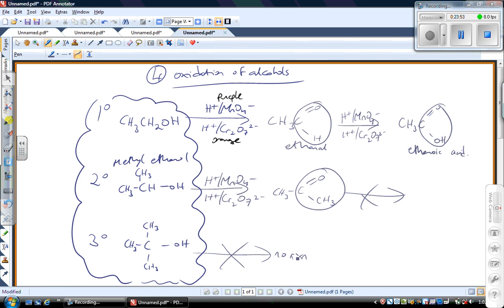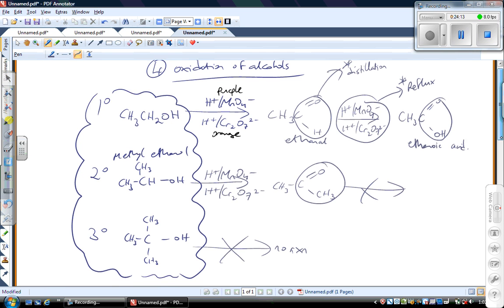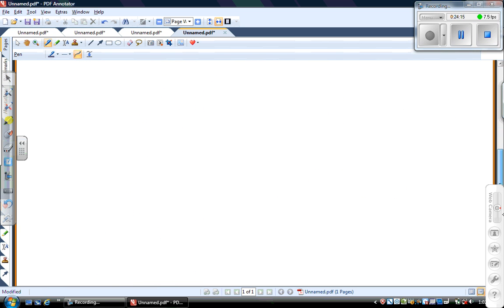Just to talk a little bit about separating the aldehyde by distillation. And then I'll also talk about forcing this further oxidation to the ethanoic acid, the carboxylic acid, under reflux. So let's just talk about those 2 processes now. So distillation and then reflux. So I'll bring this down here for a second, and I'll just look at the primary alcohol. So again, we went with ethanol.